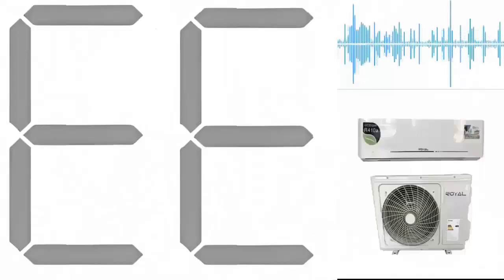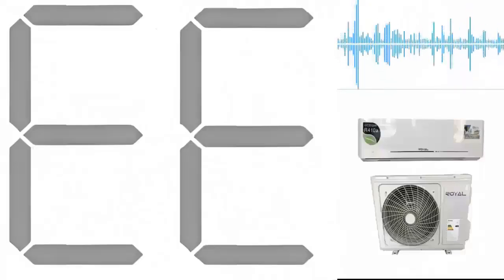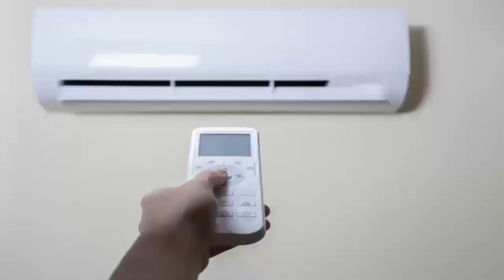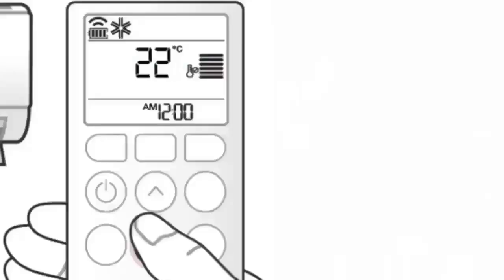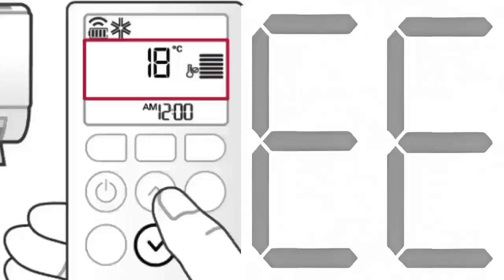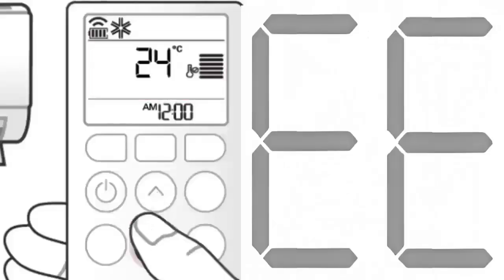Now let's study the troubleshooting steps for EEPROM issues that cause the E code. 1. Turn off the unit and disconnect it from the power supply. Wait several minutes before reconnecting it. Reconnect the unit and turn it on.